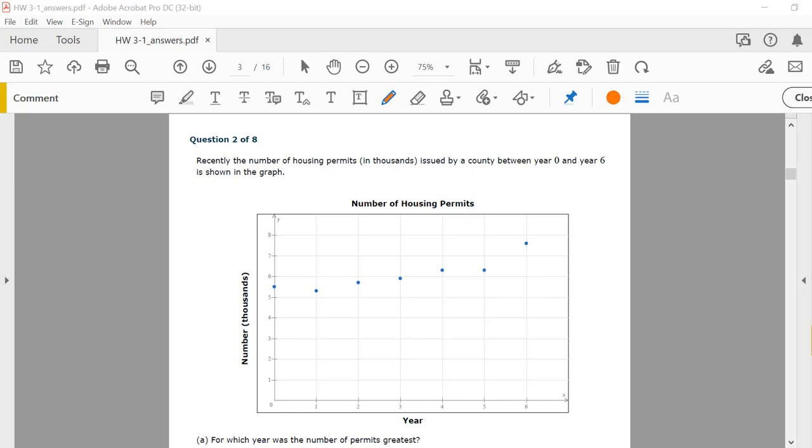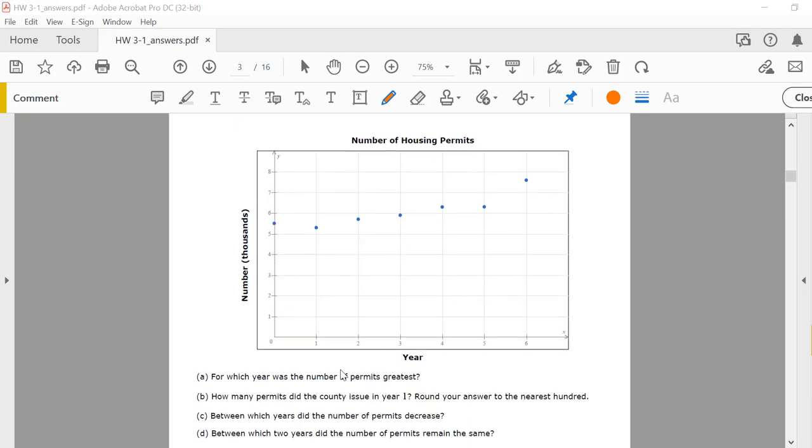Question 2. Recently, the number of housing permits in thousands issued by a county between year 0 and year 6 is shown in the graph. Okay, so the number of housing permits, here's the year, 0 through 6, and here's the number of housing permits in thousands. Part A, for which year was the number of permits the greatest? So we go over to the number of permits over here on the y-axis. Which y number is the biggest? And it's going to be right here. And so we go find that point. And what year was that? That's year 6.